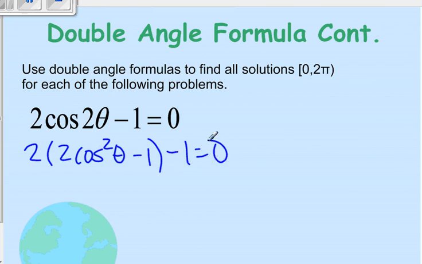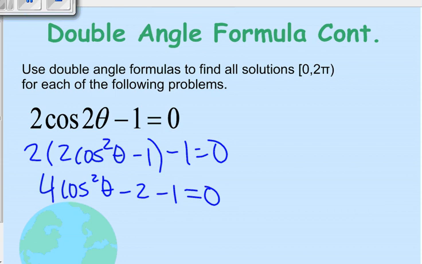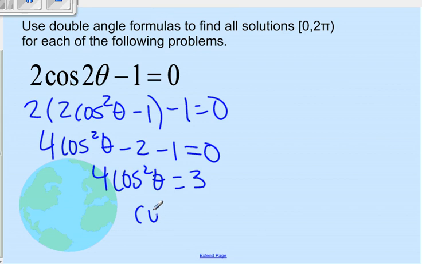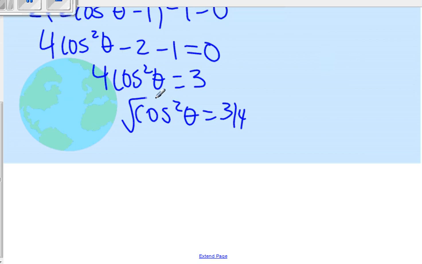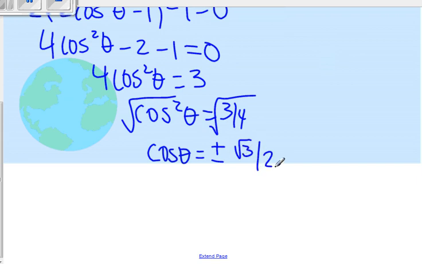equals 0. Okay, I'm going to distribute my 2, so I'm going to get 4 cosine squared theta minus 2 minus 1 equals 0. And then I'm going to kick out my negative 2 and my negative 1 to the other side. So I'm going to have 4 cosine squared theta equals 3. I'm going to divide by 4, so cosine squared theta equals 3/4. And then we've got to take the square root of both sides, so we get cosine of theta equals plus or minus the square root of 3 over 2.